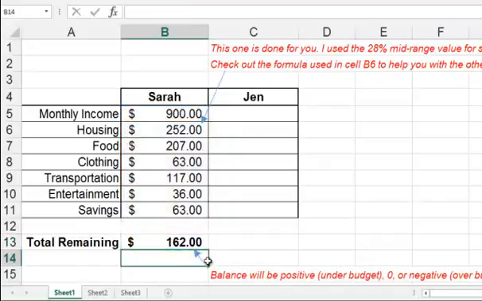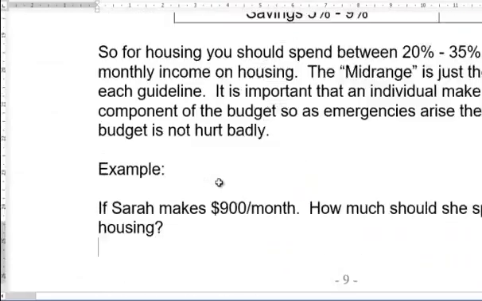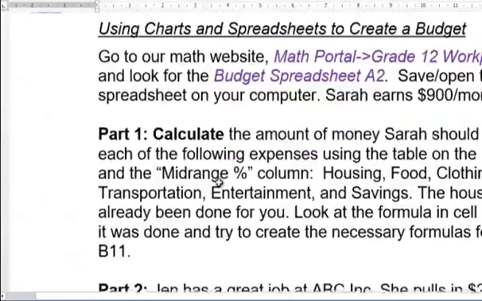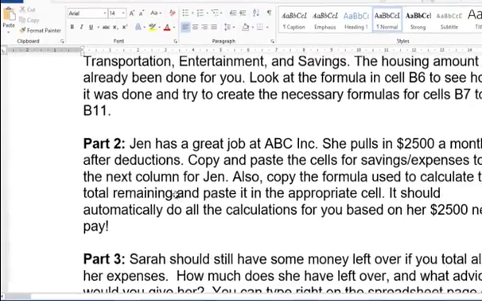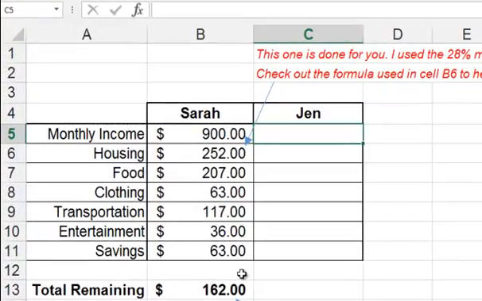So you can see how spreadsheets are really cool, how they're able to do things so quickly, and it's so much faster than just sitting there with a calculator. So another neat thing about spreadsheets, let's say you have a friend, and in this case we have a friend named Jen. How much money does she make? Well, let's look at our worksheet assignment here. Jen has a great job. She pulls in $2,500 a month after deductions. Okay, so let's write in how much Jen makes right now, $2,500.